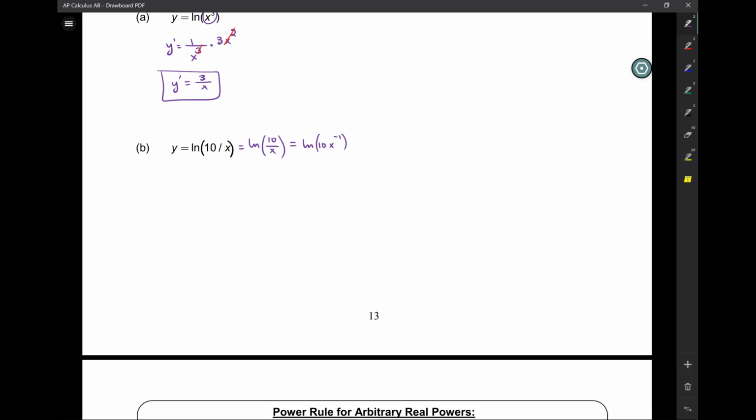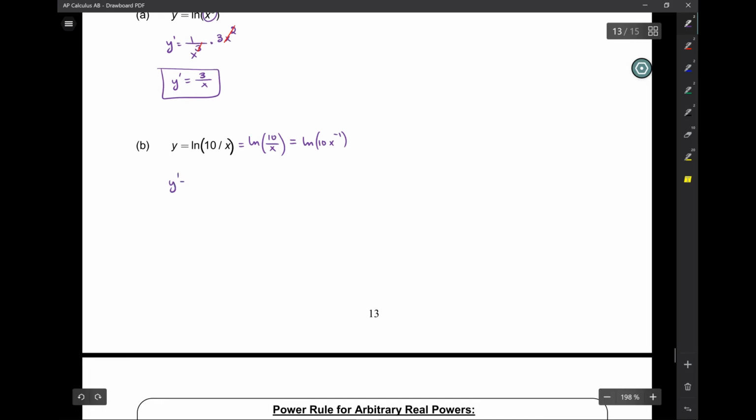All right, so now, y prime, ln of blah, the derivative will be 1 over the blah, right? So 1 over 10x to the minus 1 times the derivative of this. So this goes down, so it's negative 10x to the minus 2. Oh my God, I'm so sorry. 1 over 10x to the minus 1 times negative 10x to the minus 2.